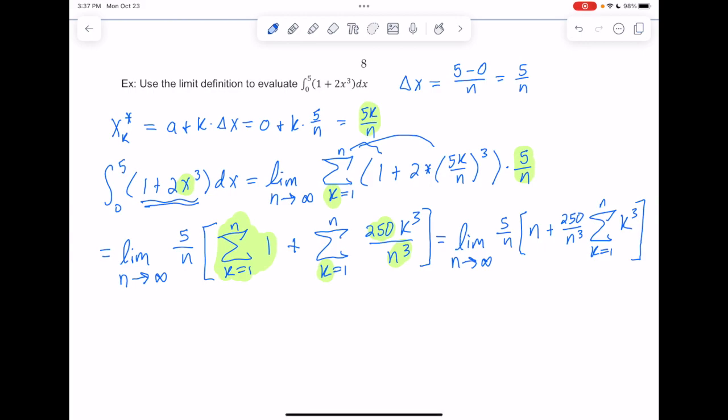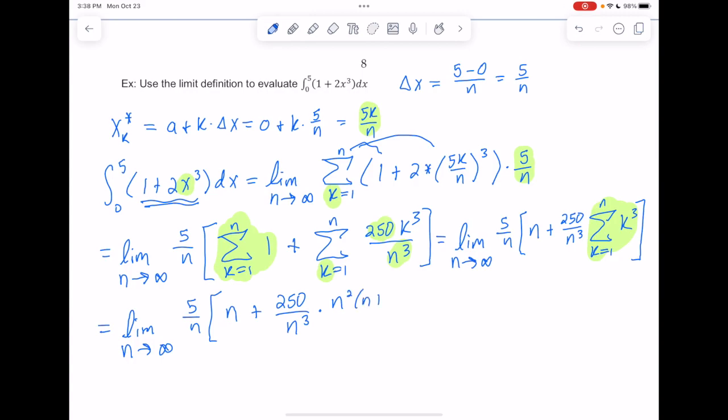And then we have a formula for this piece on our previous page. It was one of the messy ones. It's not one of the ones we derived, but it is one that we have. So we're going to apply that. So we have the limit as n goes to infinity, 5 over n. I'm going to leave that out there for now. We have the n plus the 250 over n cubed. And then we want to apply the formula for the sum as k goes from 1 to n of k cubed, which if you go back and look at the previous pages, that was n squared times n plus 1 squared over 4.